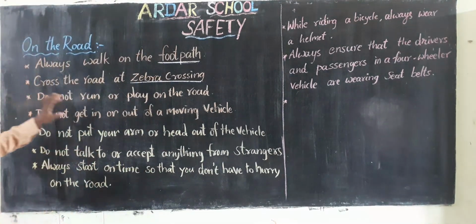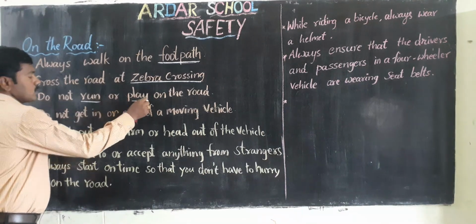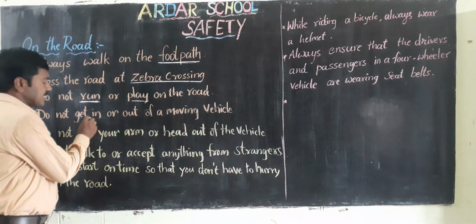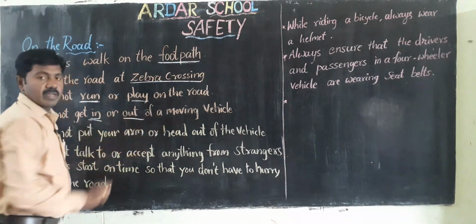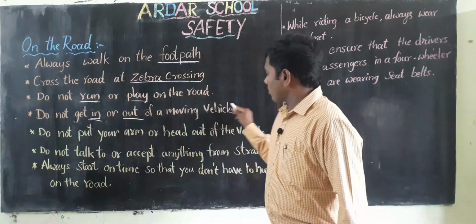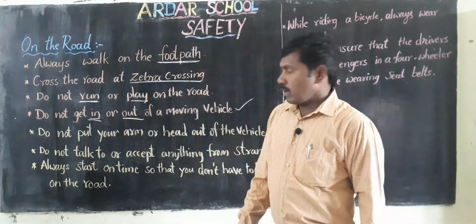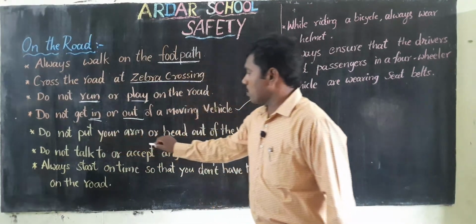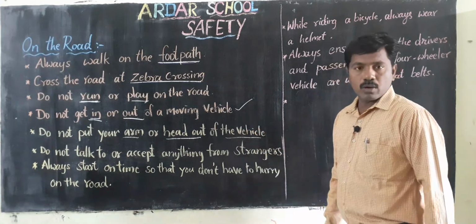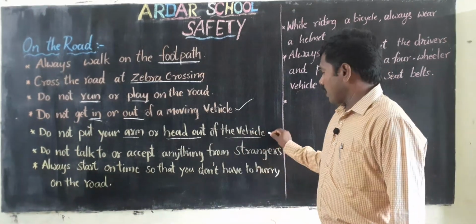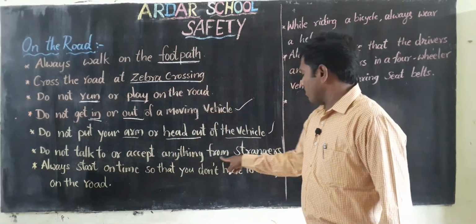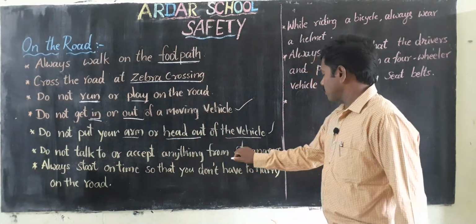Next one, do not run or play on the road. Next, do not get in or out of a moving vehicle. Next one children, do not put your arm or head out of the moving vehicle. Next, do not talk to or accept anything from strangers.